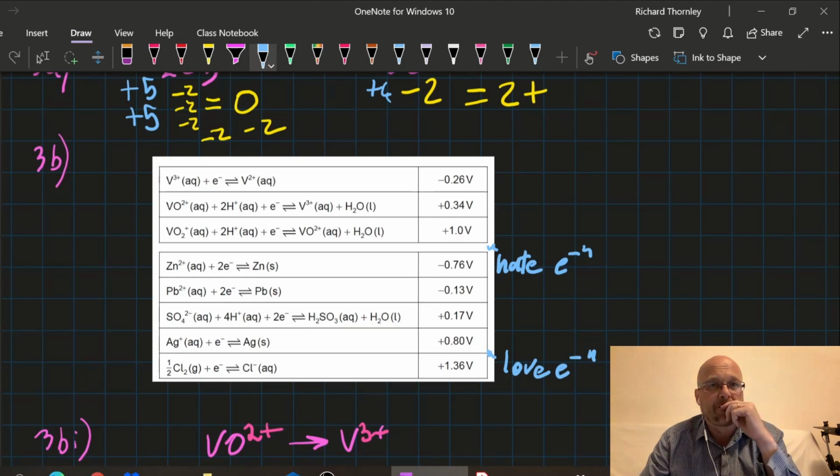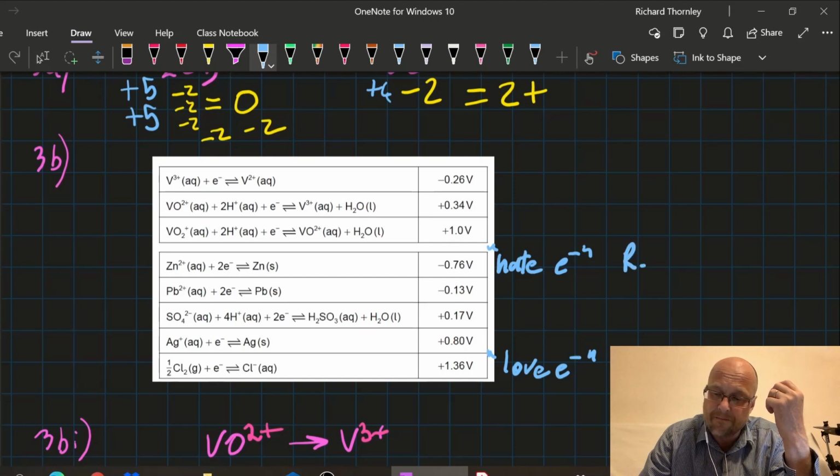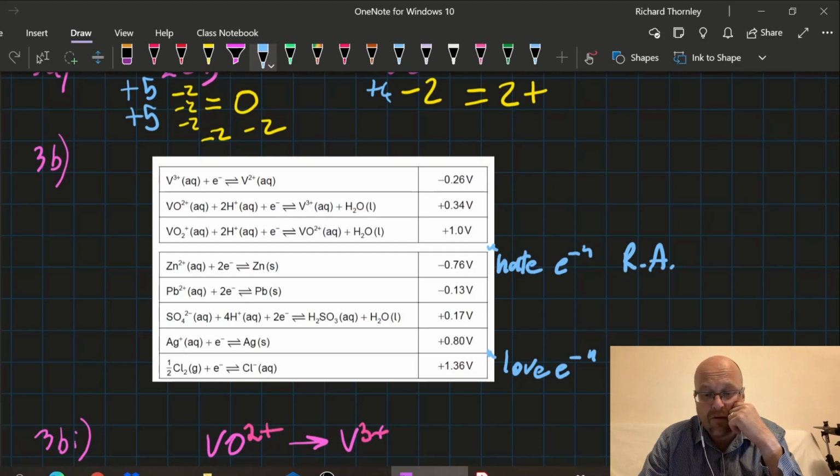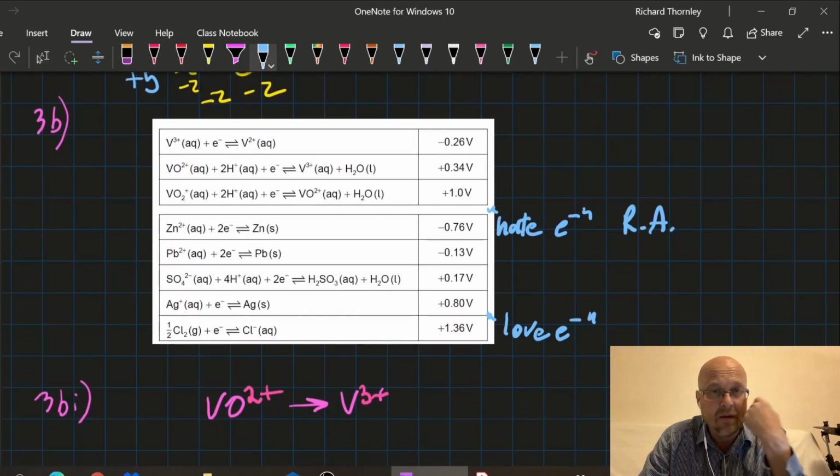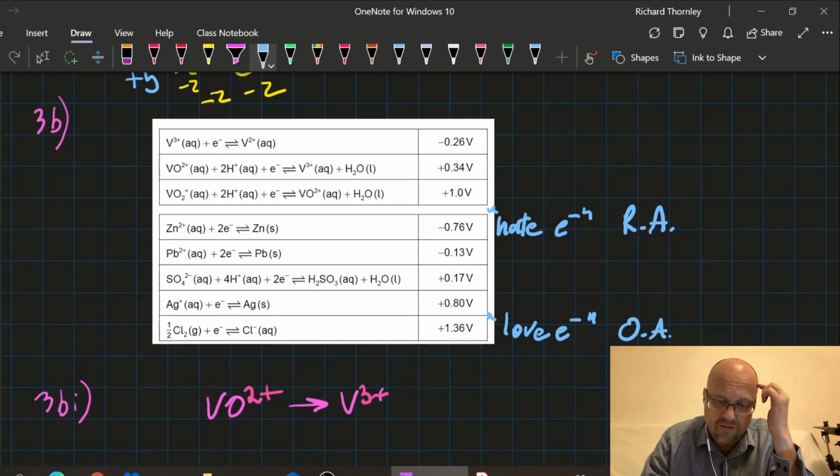So let's think of the metals. Metals hate electrons, so they want to undergo oxidation, because oxidation is loss of electrons. So that means that they're reducing agents. A reducing agent is itself oxidized. Looking down to the chlorine, that loves electrons. So something that loves electrons wants to undergo reduction. Reduction is gain of electrons. And so that means they're oxidizing agents. I think of the little song, an oxidizing agent is itself reduced. Chlorine wants to be reduced, so it's an oxidizing agent.